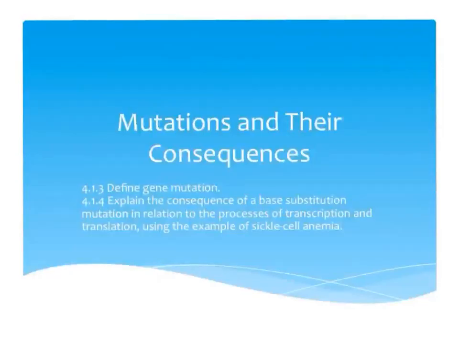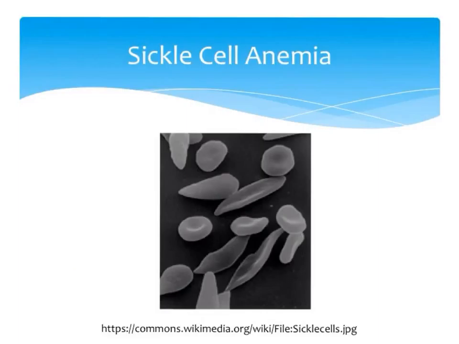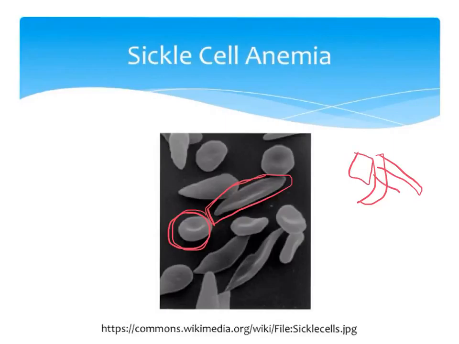Let's look at a practical application of mutations and how it has affected people with the example of sickle cell anemia. Sickle cell anemia is a trait where the shape of normal blood cells is mutated and they look more like a sickle. You might remember a sickle is farm equipment that's used to cut wheat, and the hammer and sickle is the logo for the former Soviet Union.